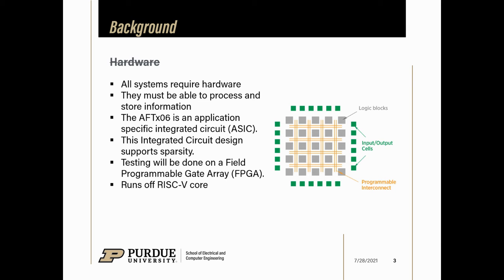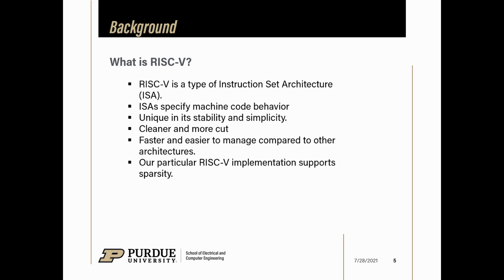The AFTx06 chip will be running off a RISC-V core. Now, RISC-V is a type of instruction set architecture, or ISA. ISAs specify machine code behavior. It would be accurate to think of it as the interconnect between software and hardware, and it is unique in its stability and simplicity. RISC-V is much more clean-cut compared to other architectures, making it faster and easier to manage. Our particular RISC-V implementation supports sparsity.